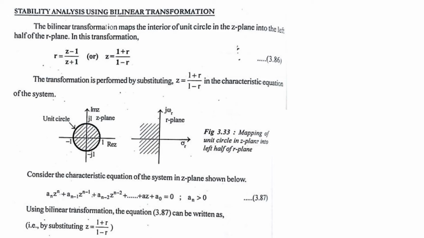Okay, so we have a characteristic equation like a_n z raised to n plus a_(n-1) z raised to n minus 1, and it goes on up to a_0, equal to 0. So we are going to replace z by (1 + r) divided by (1 - r). In the characteristic equation, z is replaced by the transformation, that is (1 + r) divided by (1 - r), right? Then you have to simplify the equation.